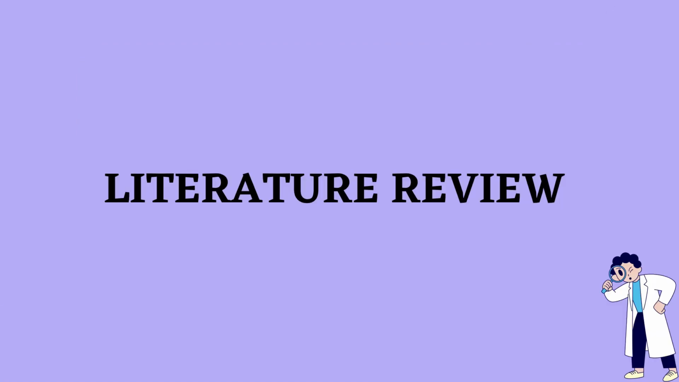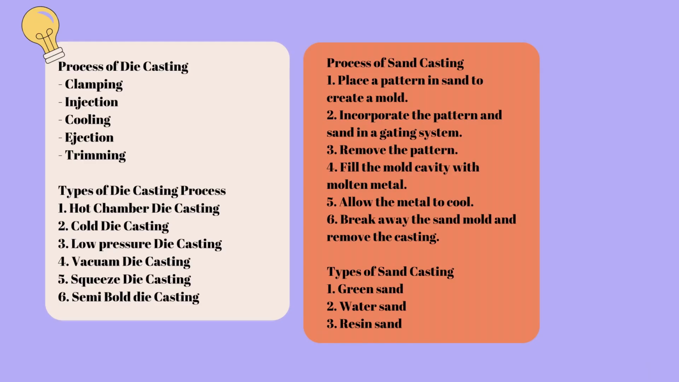Literature review. First, we can begin from the process of die casting and also sand casting. There are 5 steps for the process of die casting, which are clamping, injection, cooling, ejection and also trimming. These are very important steps for die casting.